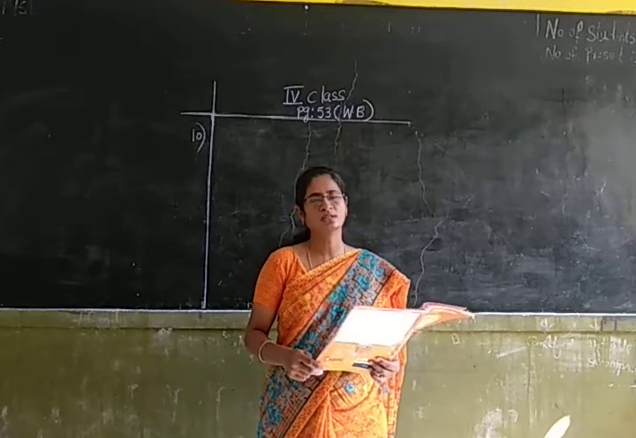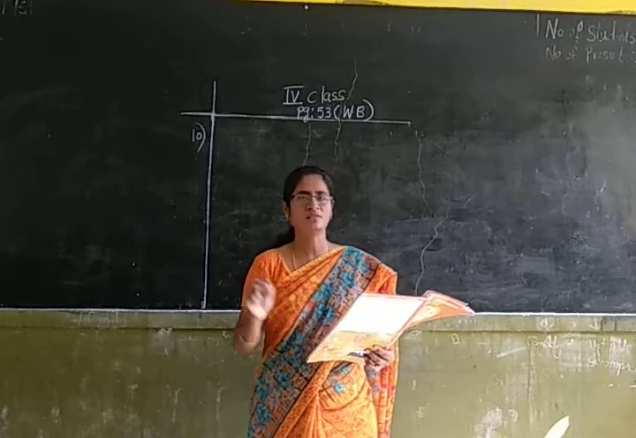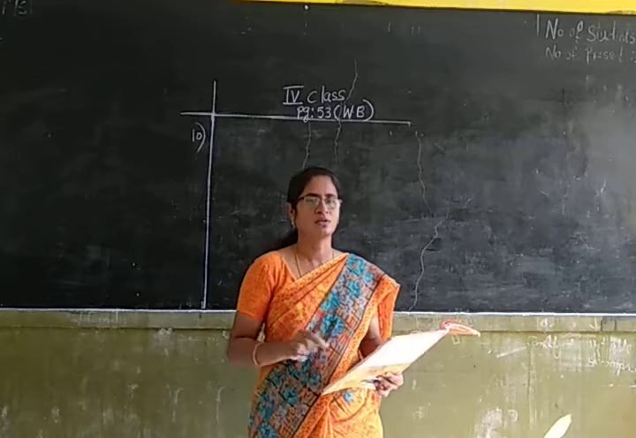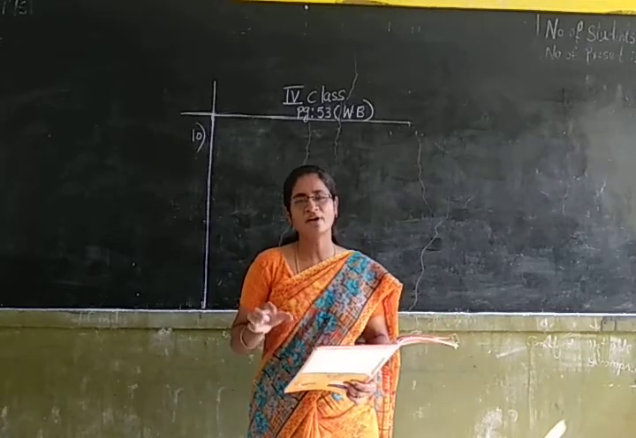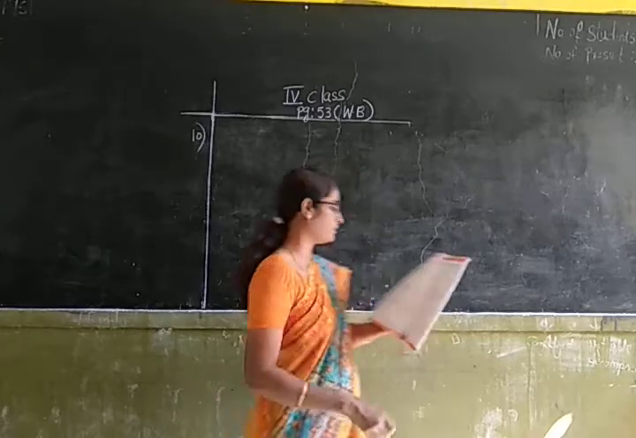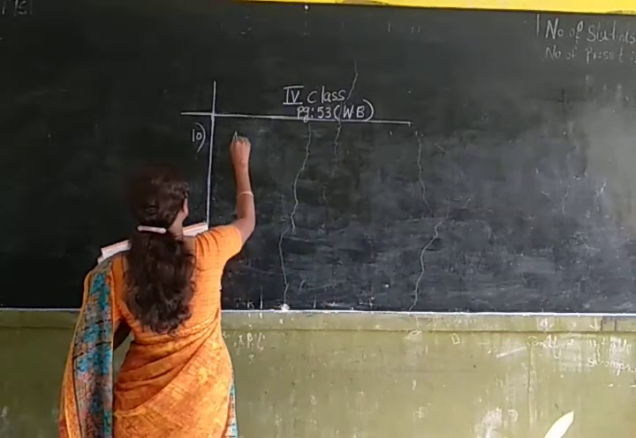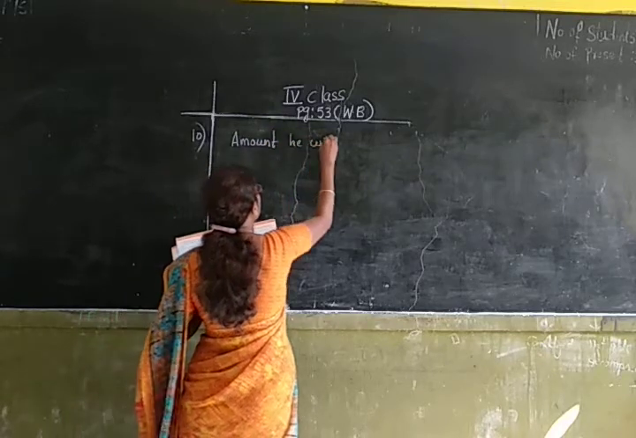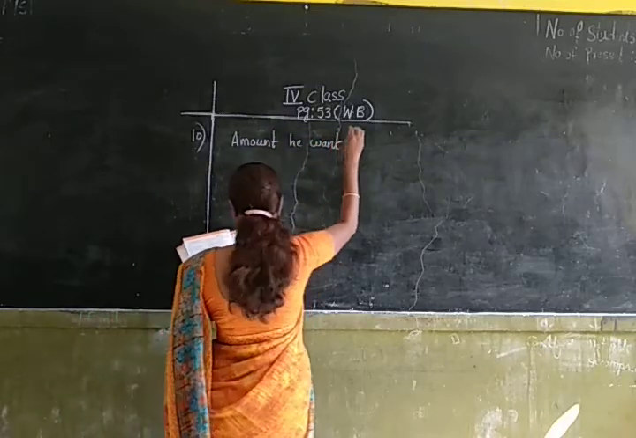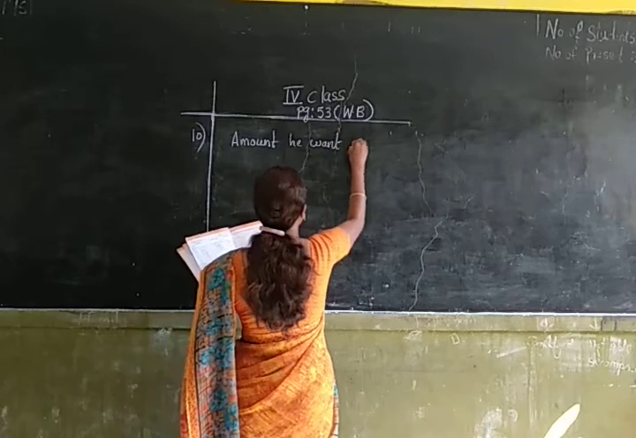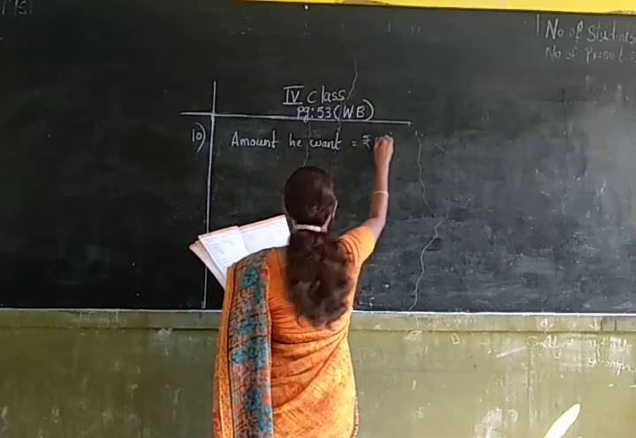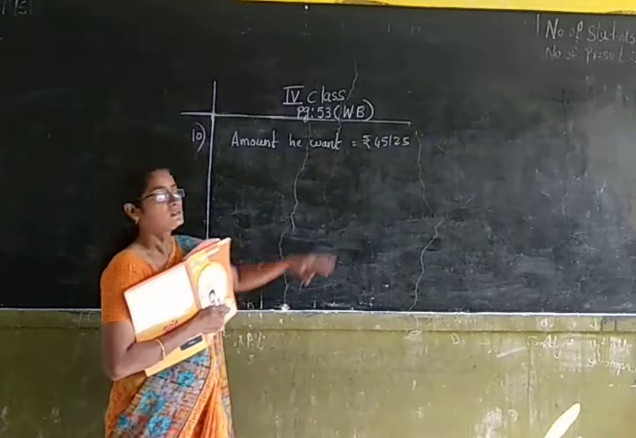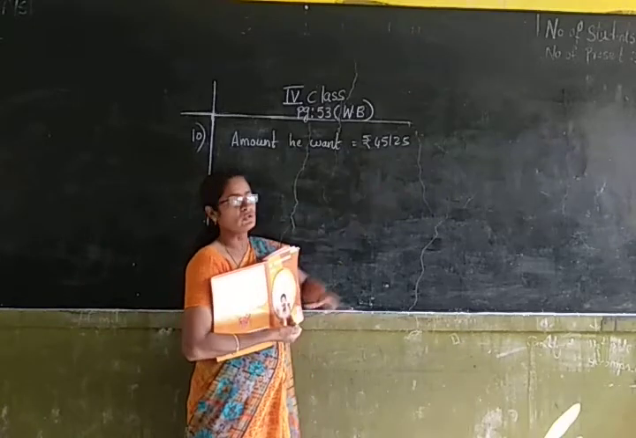So Raju wants to collect some amount, that is 45,125. This amount he wants to collect in the form of 5 rupees notes. So now we have to find out how many 5 rupees notes he has to collect. Okay children. So how much amount does he want to collect? Rupees 45,125. So he wants to collect this amount in 5 rupees notes.